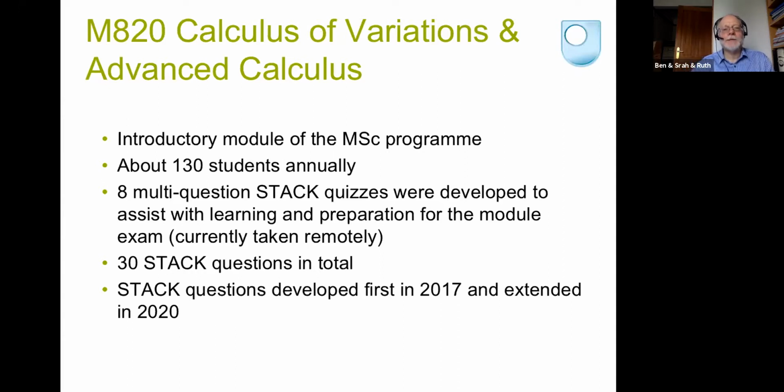And what we did is we developed 8 multi-question STACK quizzes, so they're Moodle quizzes. And we did it not for actual assessment of the students. The students are assessed by a traditional exam, though it's currently taken remotely via the internet because of the COVID situation. But the purpose of the STACK questions was to help the students to learn the material and to prepare for the exam. So we have about 30 STACK questions in total for this particular module. And we first developed them 4 years ago and again last year.